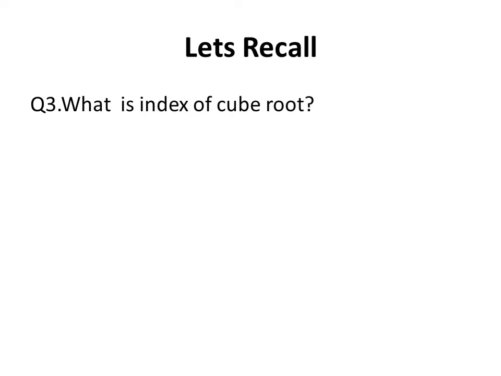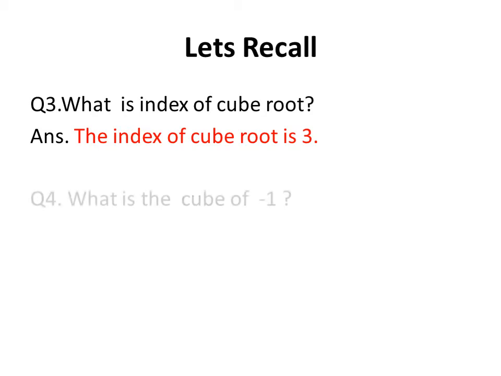What is the index of a cube root? The index of a cube root is 3. We learned in the previous class that the index is the small number which is written on the left side of the radical, and this index explains which root we are working on. If it is written 3, then it means we are dealing with cube roots. If it is written 4, then it means we are dealing with fourth roots, and so on.